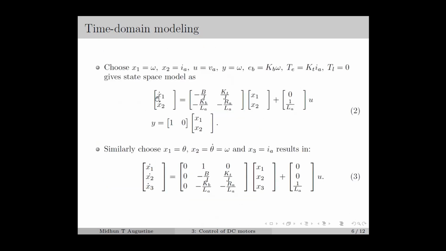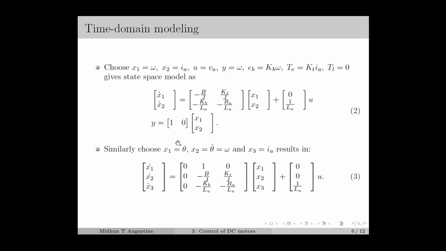Now, by defining the state variable x1 equal to omega, which is the angular velocity, and x2 equal to IA, which is the armature current, and u is equal to VA, which is the armature voltage, and y is equal to omega, we can obtain the state space model of the DC motor as in equation number 2, which is a second order linear state equation.